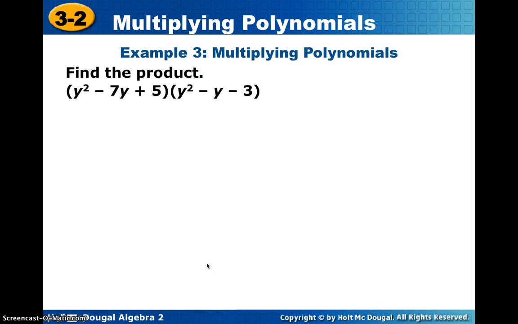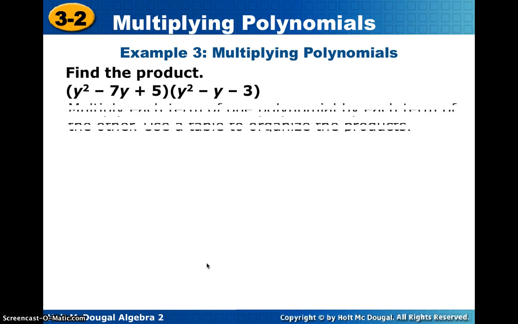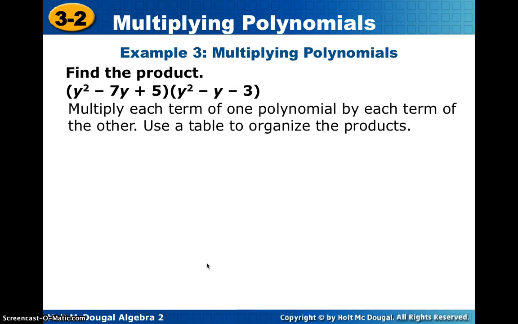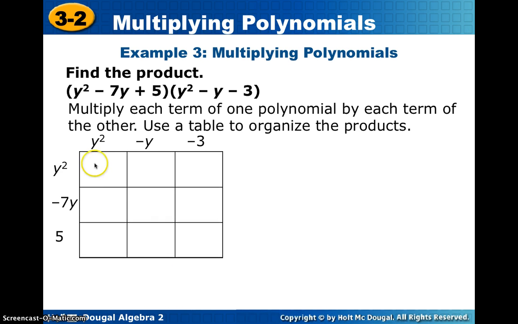All right, and then the last way that we can do this multiplying is by thinking of it as areas. We can multiply by making a chart. We can multiply each term of one monomial by each term of the other by using a table to organize the products. So this time I'm going to put each number on the side of a table like this. Since I have 3 terms here, I'm going to need 3 columns, and since the second one has 3 terms, I need 3 rows. Now I can just multiply each box.